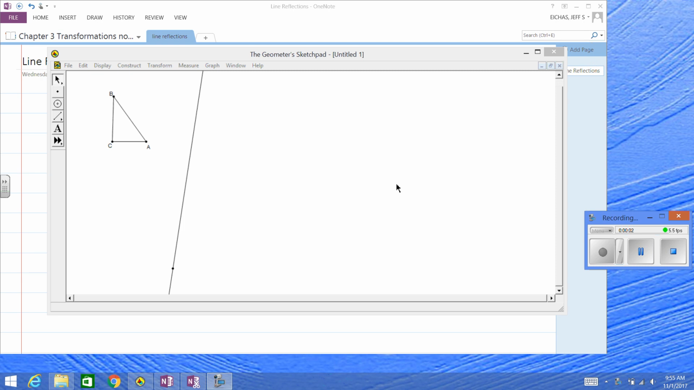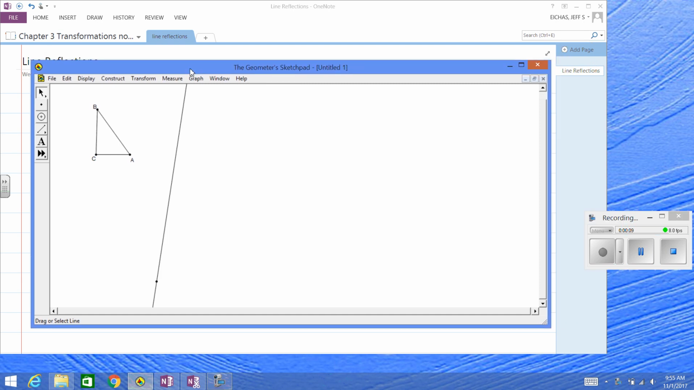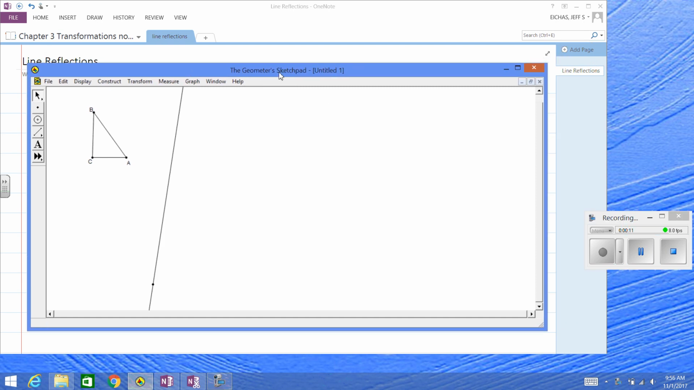So I want to give you some quick video recording on line reflections. What I did was I grabbed Geometer Sketchpad, and we're going to take a look at some different things that are going to happen, some key concepts. First, I'm going to mark this as the line that we're going to reflect over, okay? And you'll see the different views here. This is the figure that I'm going to go ahead and reflect.